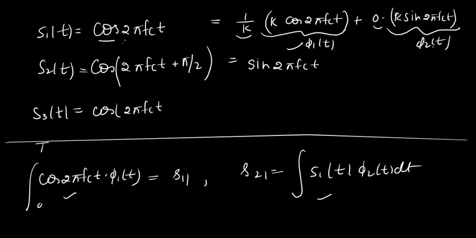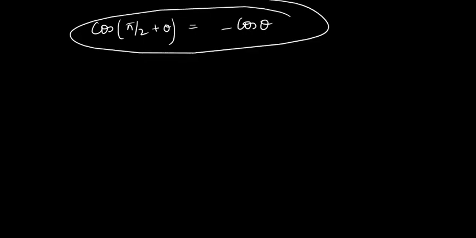Yes or no? Cos of 2 pi f c t plus pi by 2 is minus sin of 2 pi f c t. Yes or no? Please tell me if I am wrong. Cos pi by 2 plus theta. Yes. So, I am using this identity. If you do not remember, just you can check it.